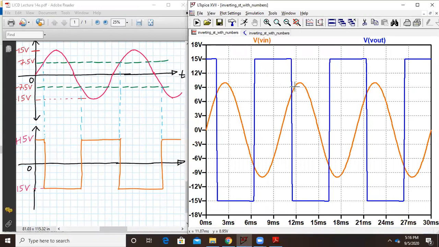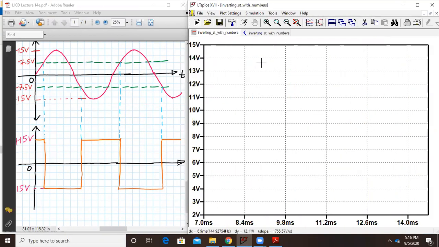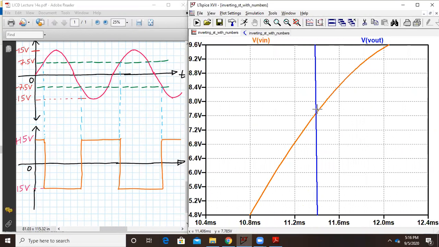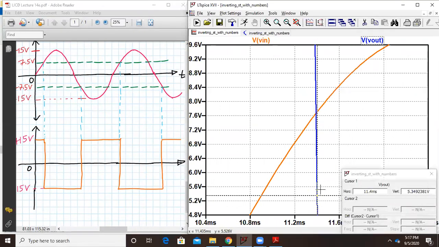So basically, whenever this red input is cutting the output, this is basically my upper threshold voltage. That should be close to 7.5. Let us check that over here. Okay, so this is close to 7.64. That's understandable. It's close to 7.5. That's absolutely fine.